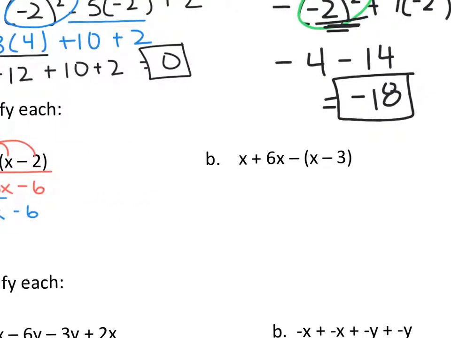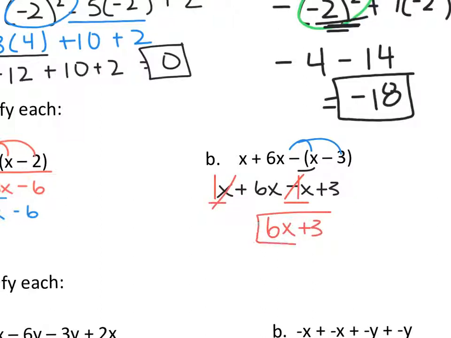And then letter B, you want to distribute the negative through. So it's going to be x plus 6x, negative x, and then positive 3, because a negative times a negative is a positive. So then I'm going to add the coefficients. So I have 1 and -1. Those are going to cancel out. So my answer is going to be 6x plus 3.